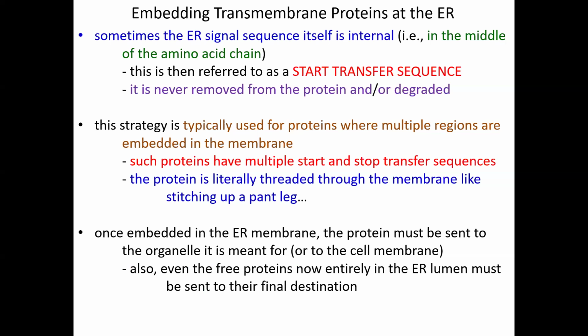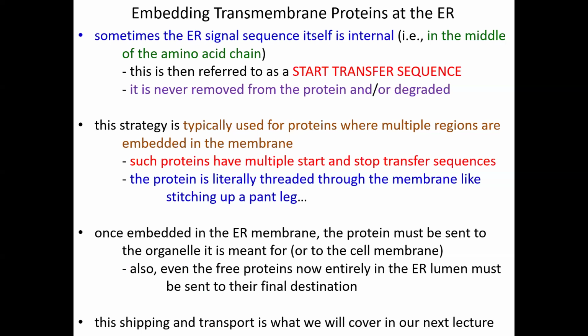Again, even if the protein is a free protein, even if it had no stop transfer sequence and it's completely within the ER lumen, still that protein needs to get to its final destination. It has to be shipped to wherever it needs to go to do its job. That shipping has to occur in a vesicle. But how these proteins get into the correct vesicle, how those vesicles are formed, and then how those vesicles identify their correct target and fuse with that target to deliver their cargo is another phenomenal story that we will talk about in the very next video.